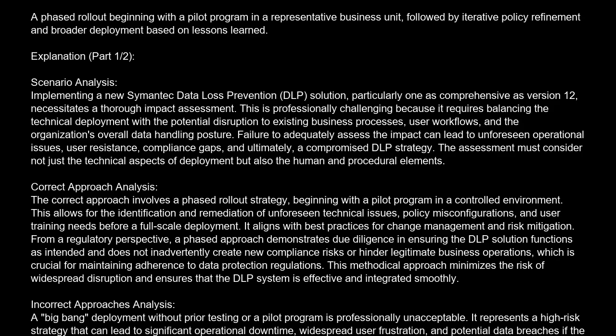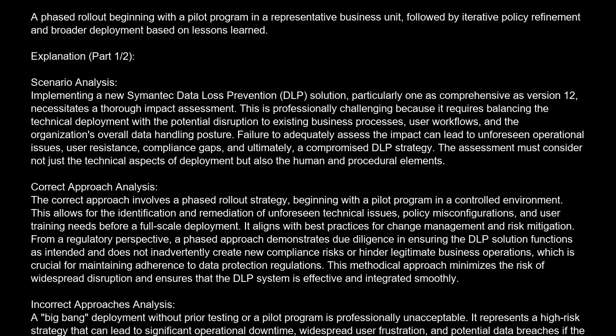Explanation. Scenario analysis. Implementing a new Symantec data loss prevention (DLP) solution, particularly one as comprehensive as version 12, necessitates a thorough impact assessment. This is professionally challenging because it requires balancing the technical deployment with the potential disruption to existing business processes, user workflows, and the organization's overall data handling posture. Failure to adequately assess the impact can lead to unforeseen operational issues, user resistance, compliance gaps, and ultimately, a compromised DLP strategy. The assessment must consider not just the technical aspects of deployment, but also the human and procedural elements.